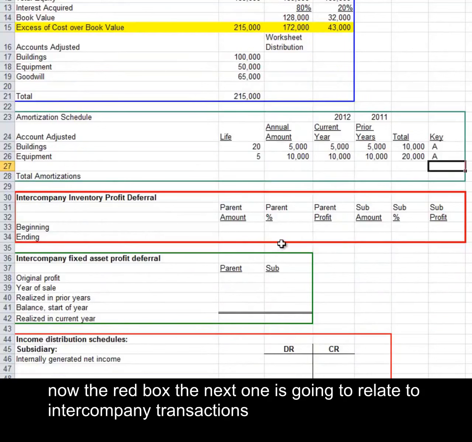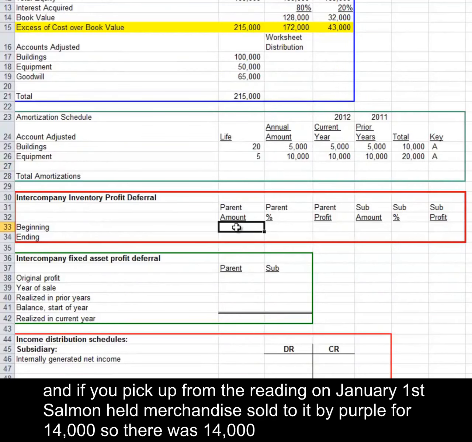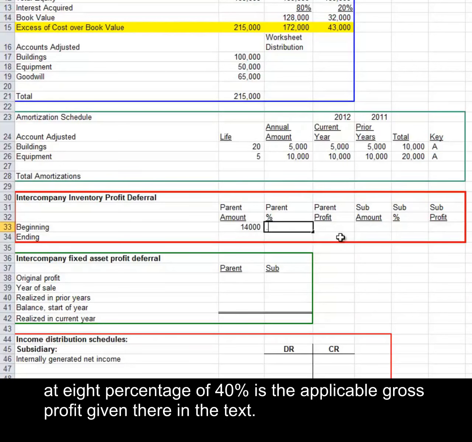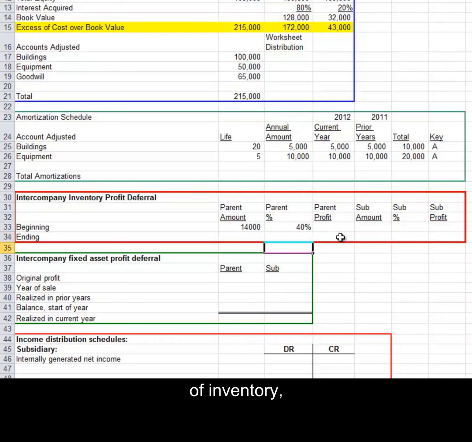Now the red box, the next one, is going to relate to intercompany transactions, and we need to go back to the reading at this point. If you pick up from the reading, on January 1st, Salmon held merchandise sold to it by Purple for $14,000. So there was $14,000 at a percentage of 40% applicable gross profit given in the text. During the year, they also sold merchandise of $60,000, which we'll come back to in our IS entry. And then on December 31st, they held $12,000 of inventory.